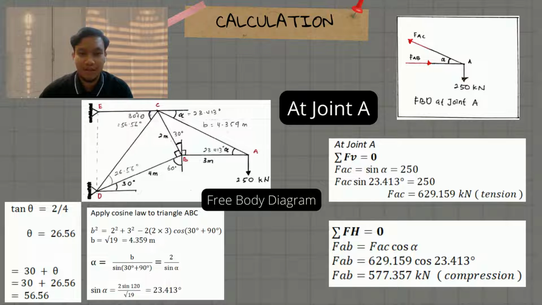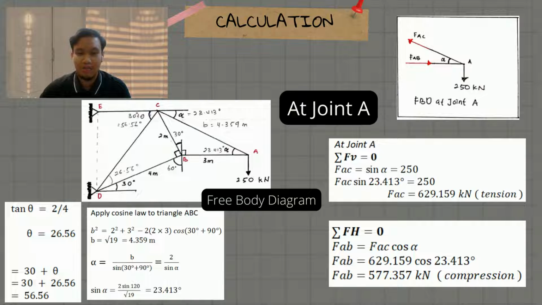Assalamualaikum and hi, my name is Afi Al-Hadi and now I will explain about the calculation. After we read the question, we must draw the FBD. After that, we use tan to find theta, which is tan theta equals 2 over 4, and theta equals 26.56 degrees. And then we find the angle theta at point C, which is 30 plus 26.56, and we will get the answer, which is 56.56 degrees.